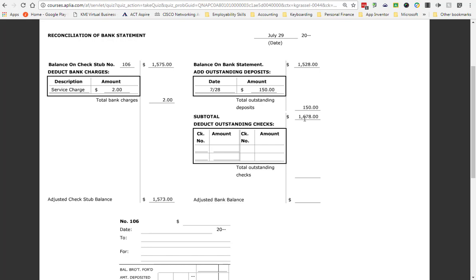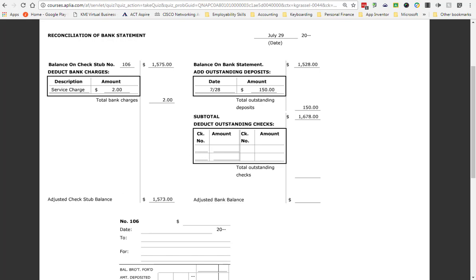So the bank statement that we received said we had 1,528. I added my outstanding deposit. So there we have a subtotal. Now I have to go through and put in my outstanding checks. How many outstanding checks do I have, Hannah?